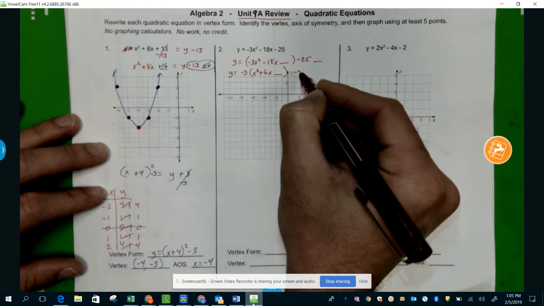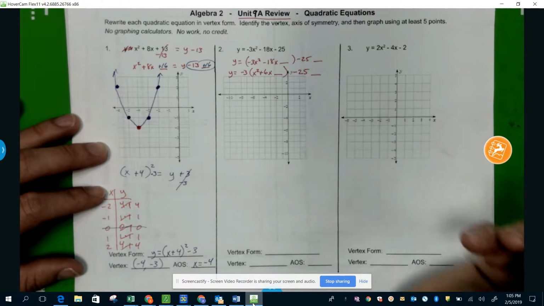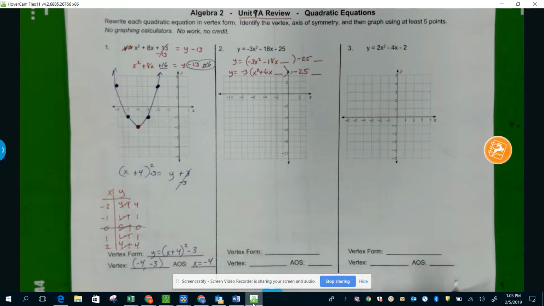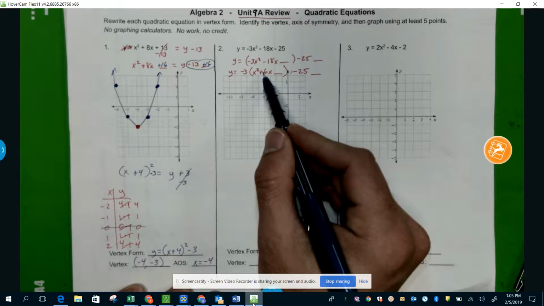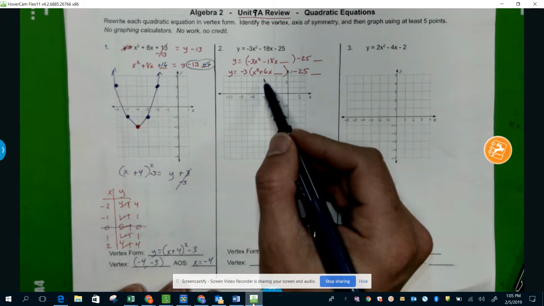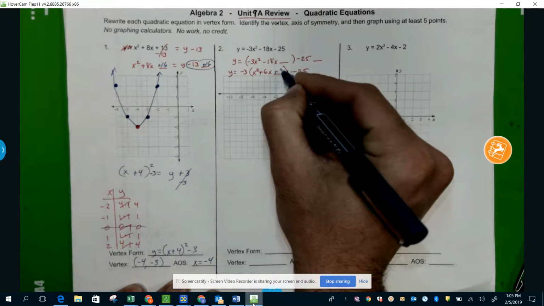Then you have your blank, then at the end you have your minus 25 with another blank. Excuse me. So now we're ready to fill in the blank. Since I have a 1 in front of my x squared, it's 2 steps: half of 6, which is 3, and when you square that, you get 9.